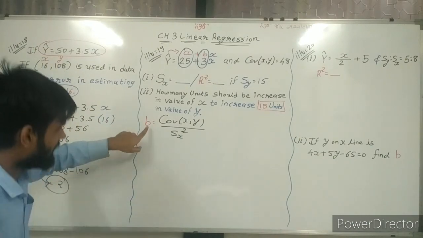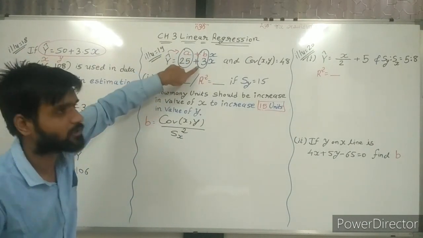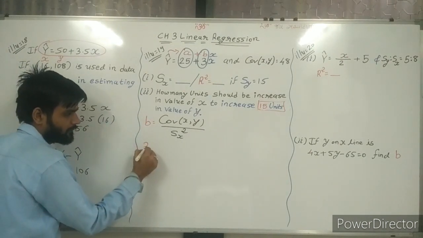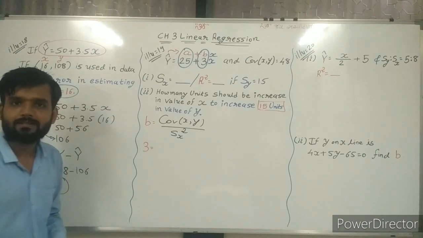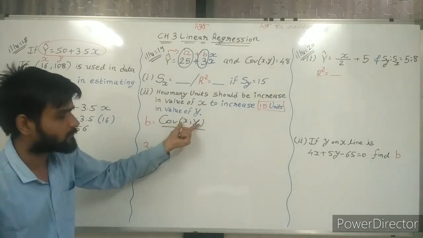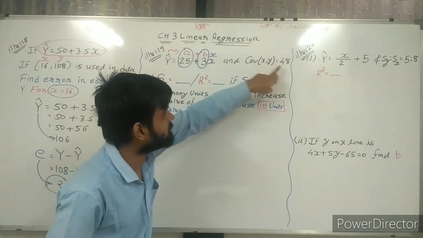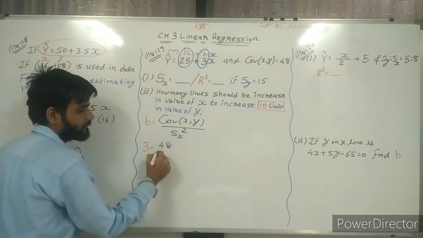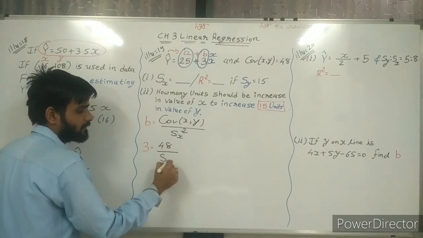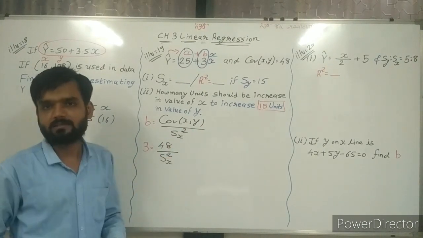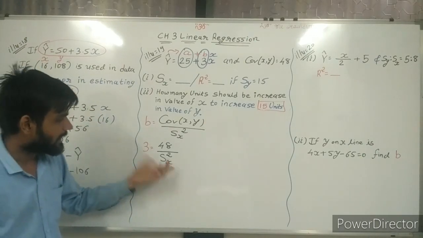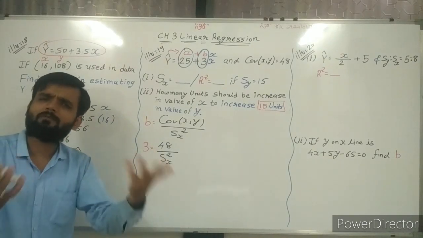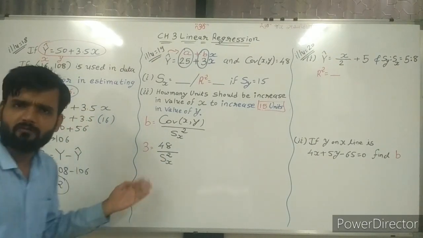Now think, sir, we have a value of b. Yes, b is equal to 3. We know. So, in place of b, write down 3. Sir, covariance of xy, that also we know. Covariance of xy is equal to 48. So, write down 48 and Sx square as it is. Now, only one value is missing. So, that we can find by mathematical way.